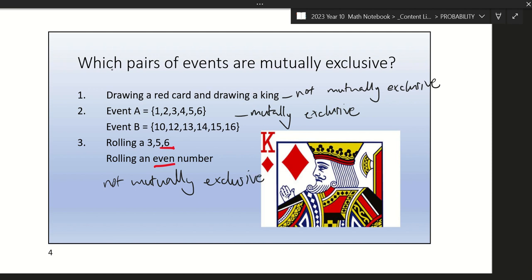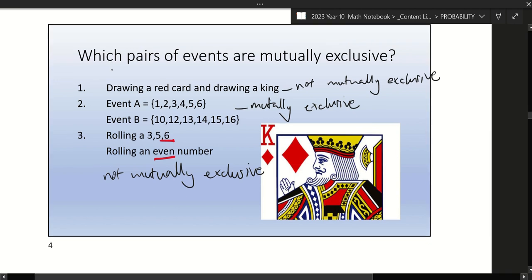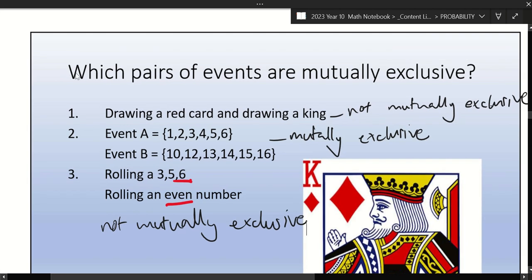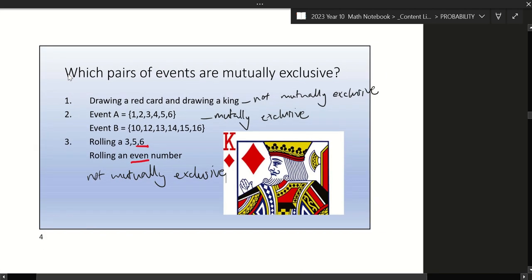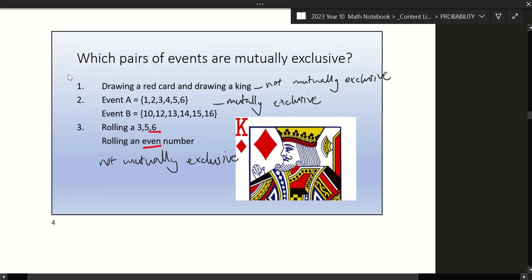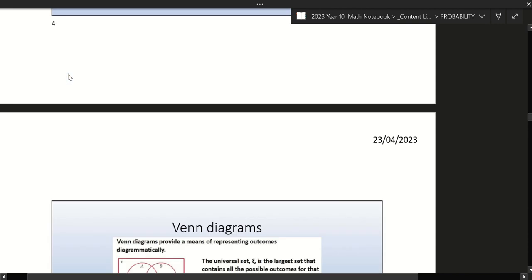Okay, so remember, mutually exclusive means it cannot happen at the same time. When you say it's not mutually exclusive, it means it can happen at the same time. You can probably think of other events for this, but let's just stick to that so that I'm not talking too much. Let's move on.